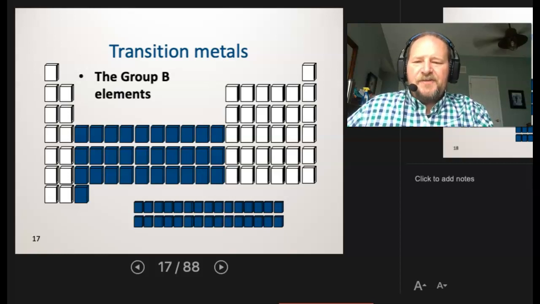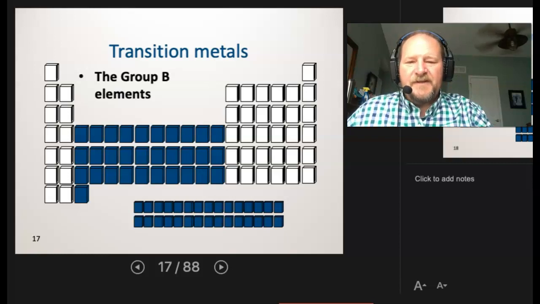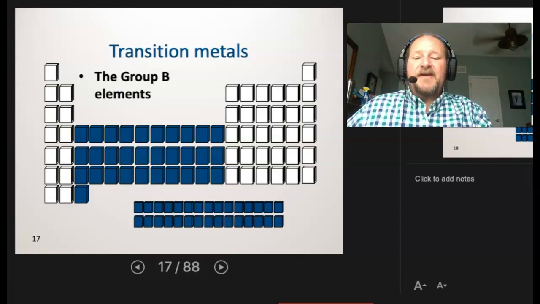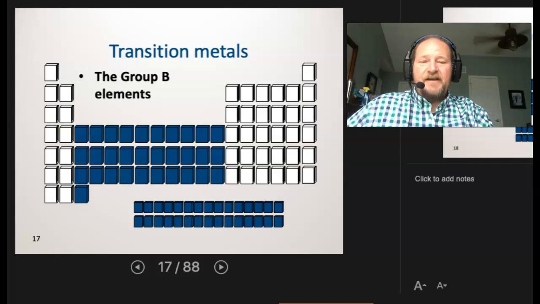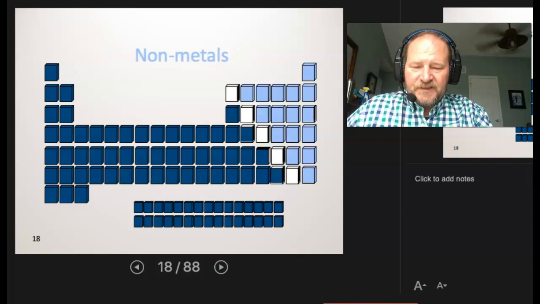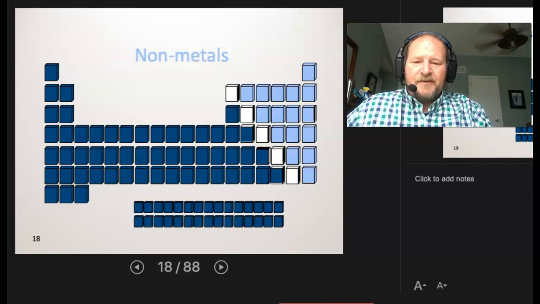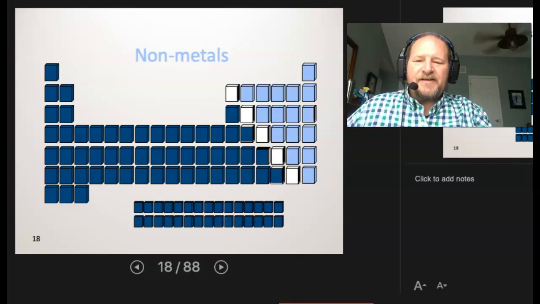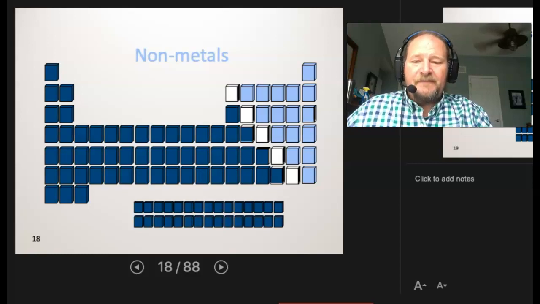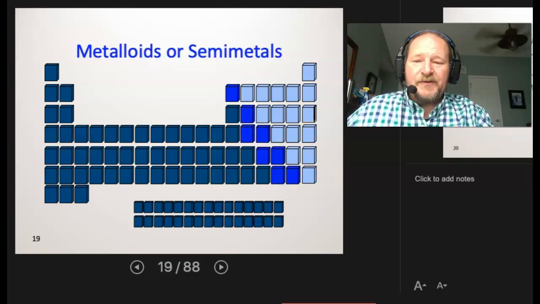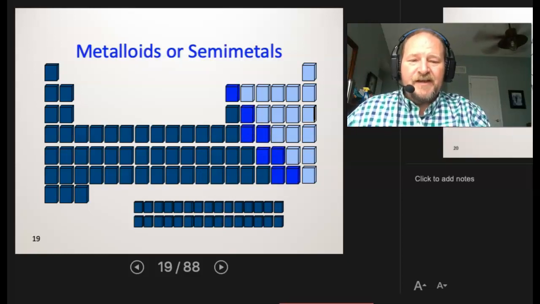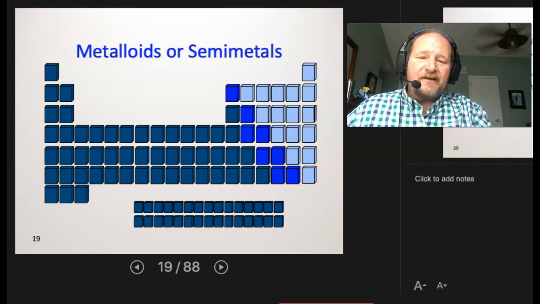All right, so transition metals here, hopefully that'll help you remember, right? Because we said these are the group B elements, they're the transition elements, and they're actually transition metals, and so they're on the left side. Now, the lie I'm telling you is that everything on the right side I said was a non-metal. Unfortunately, that's not quite true. There are a group of elements that fit in the middle here, and we call those semi-metals or metalloids.